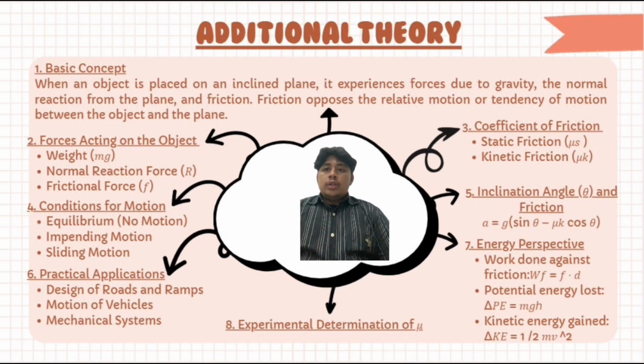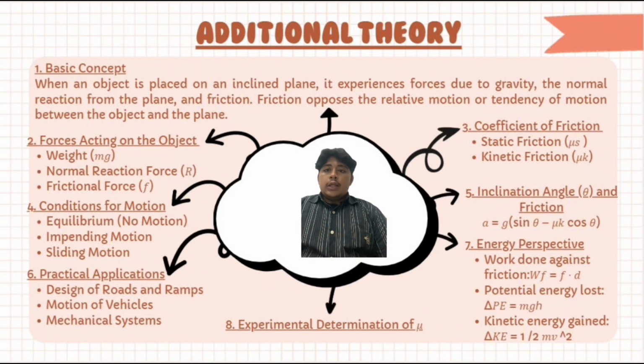Fourth, condition for motion. In equilibrium, when mg sin theta is less than mu R, the object remains stationary. In impending motion, motion begins when mg sin theta equals mu R. This corresponds to the critical angle where tan theta equals mu. In sliding motion, when mg sin theta is more than mu R, the object slides and kinetic friction acts.